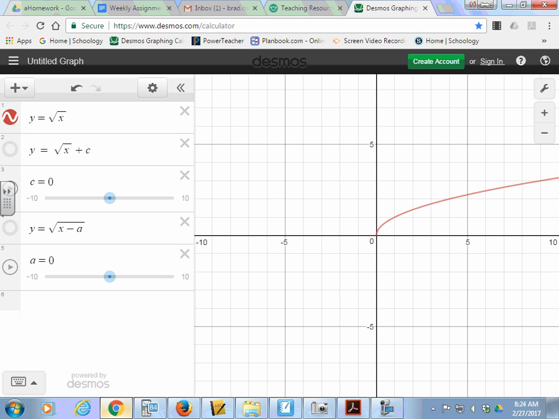And then I want you to put in the square root of x plus c. And when you do that, it's going to ask you if you want to add a slider. All right, and you're going to say yes. Right. So just start with them. Yeah, we'll go ahead and put it all in. Okay. And then you're going to put y equals the square root of x minus a, and it's going to ask you if you want a slider, and you're going to say yes to that. Okay, so you should have the same 5 here as I do to start with.